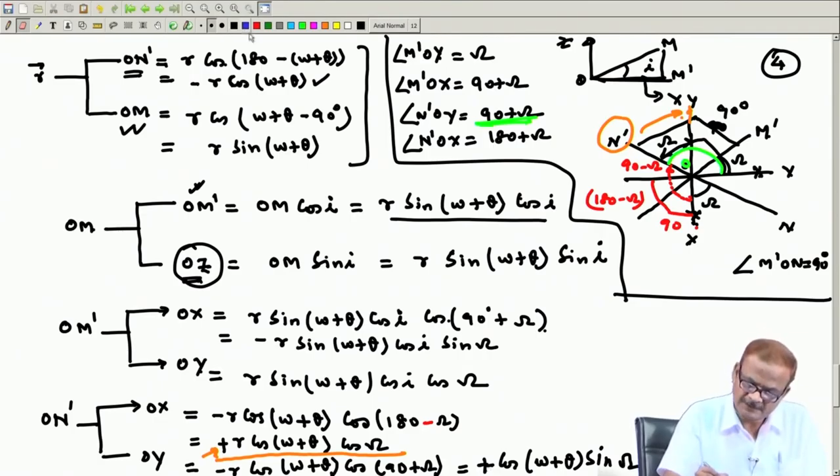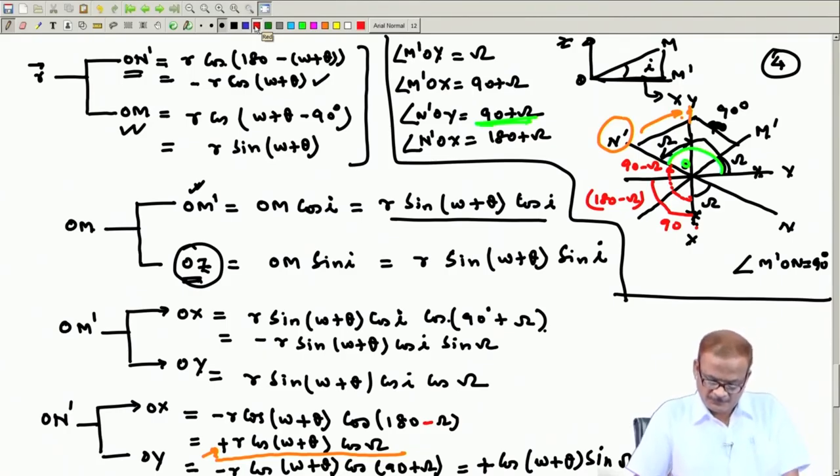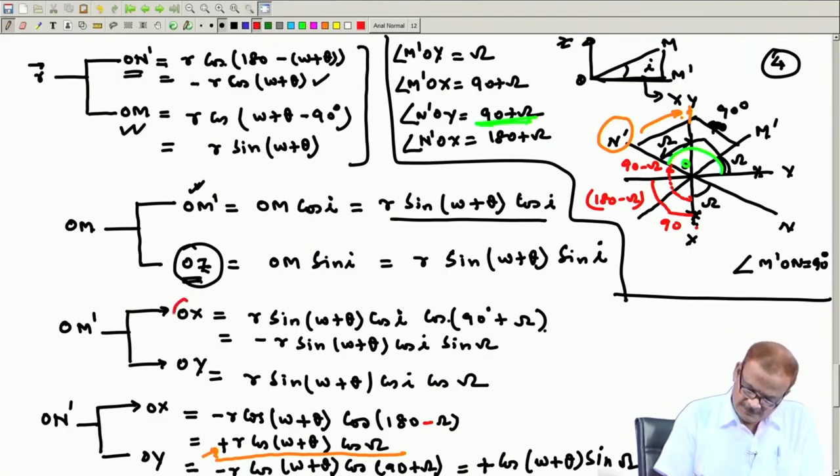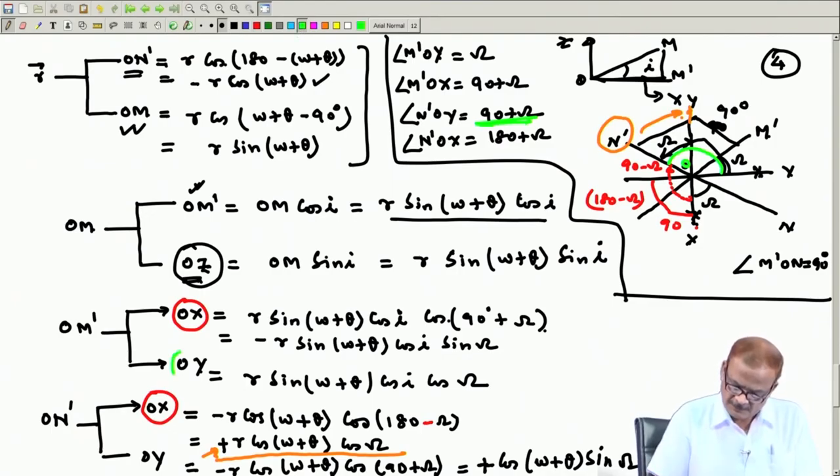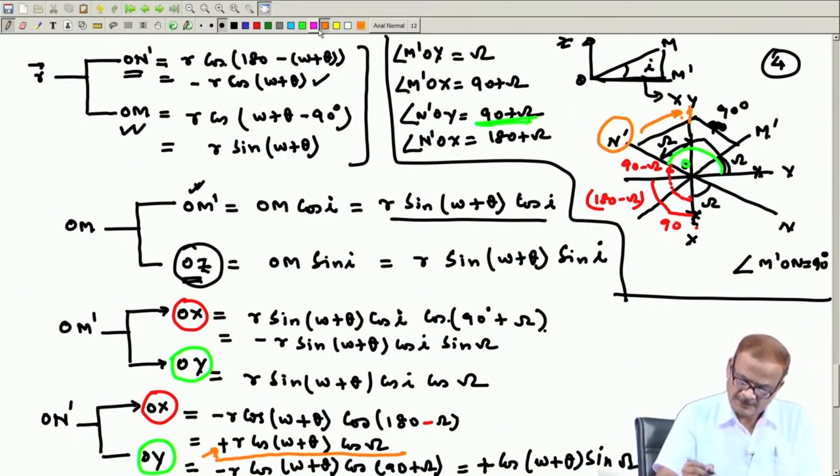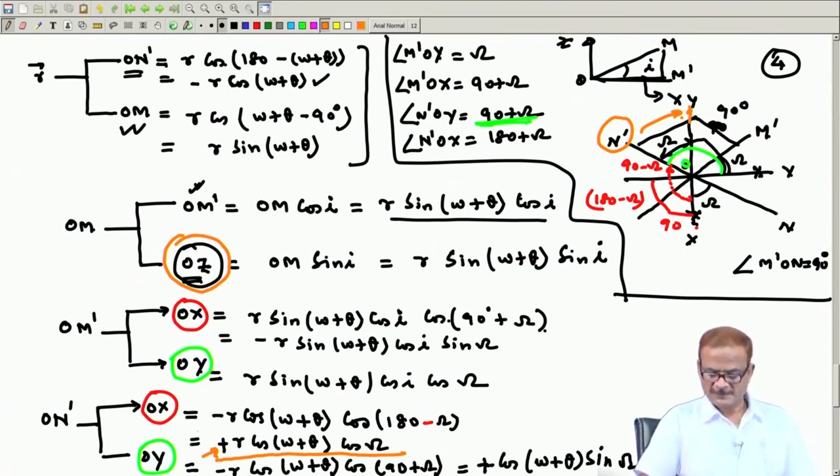Now, once we are done with that, then we have to add all the terms like the O x here, this will be summed up together. Similarly, O y and O y will be summed up together, and what is left is the O z. So, we have the O z term which will be written separately. Once we add it, we get the components along the x, y and z direction of the r vector, and therefore, x, y, z components.